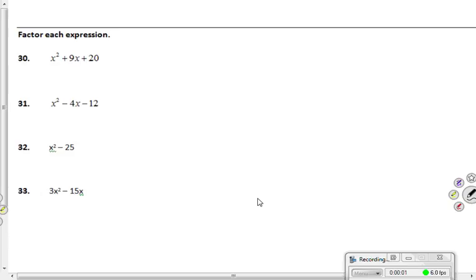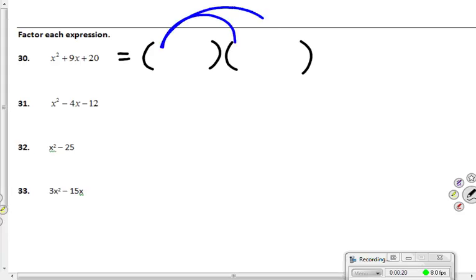Okay, in these problems, we're doing the opposite of what we did in problems like 26 through 29. Instead of foiling or using the box method, we're trying to go backwards and turn it into what it used to look like. Before someone foiled it, remember these little arcs? What would have been here and here to produce x squared? In both spots, we would have an x.